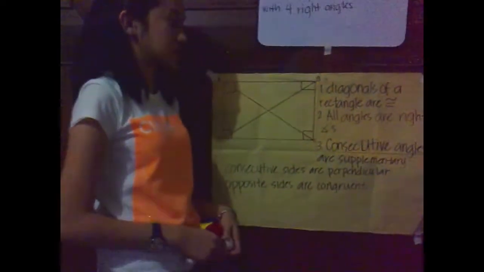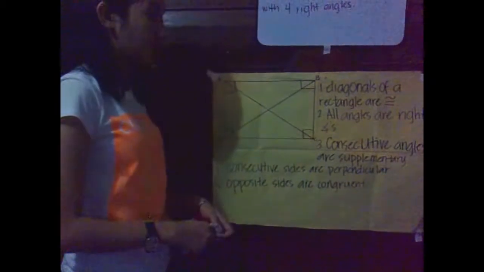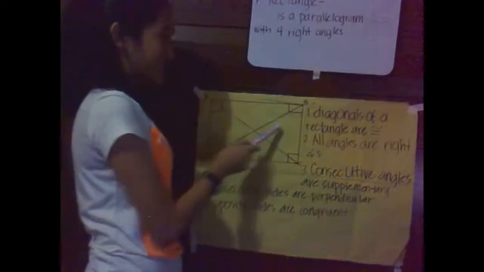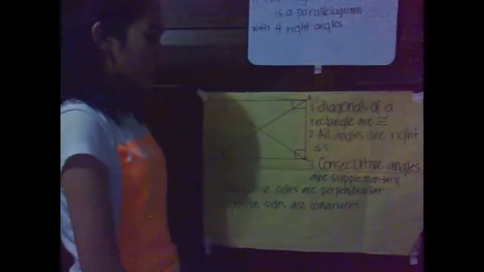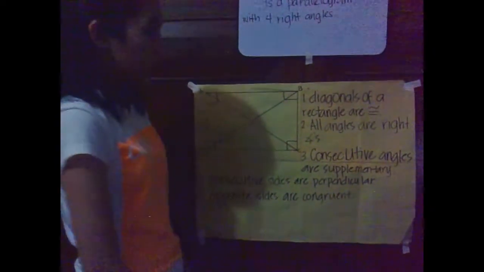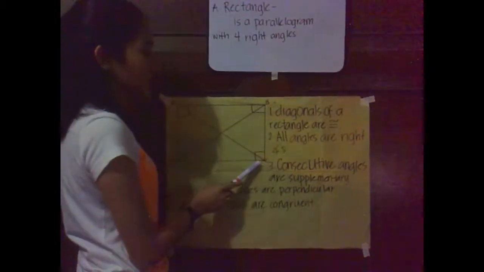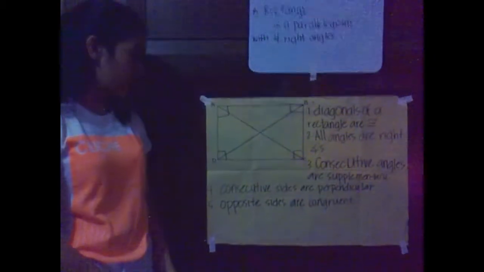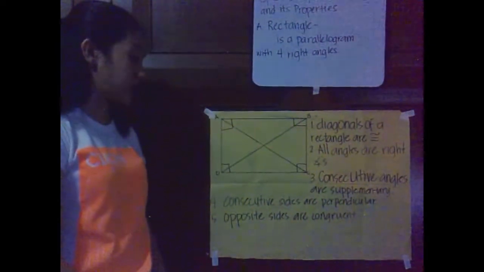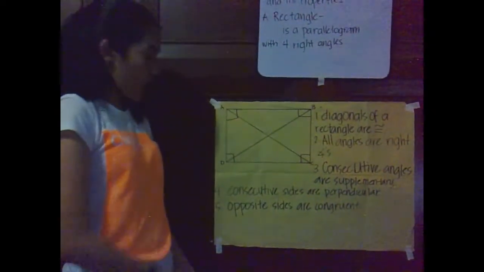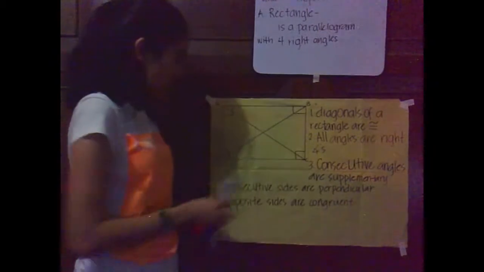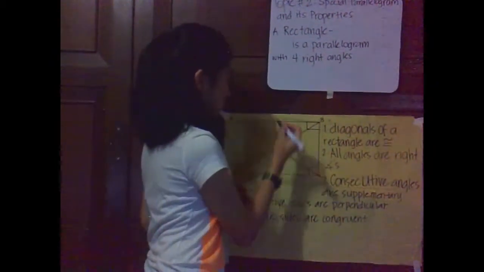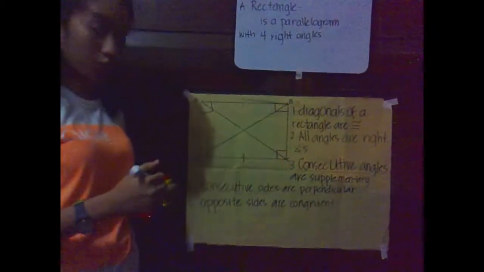The first property of the rectangle is the diagonals of a rectangle are congruent. Number 2, all angles are right angles. Number 3, consecutive angles are supplementary. The sum of these 2 consecutive angles is 180 degrees. Number 4, consecutive sides are perpendicular. And the last, opposite sides are congruent, meaning this side and this side are congruent.